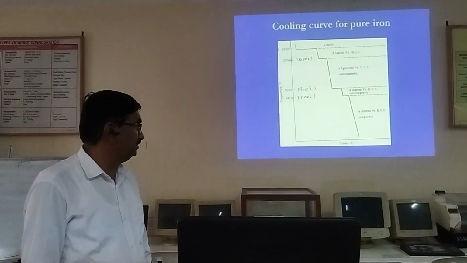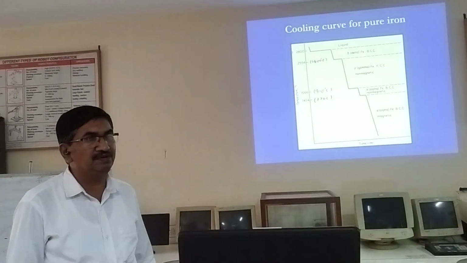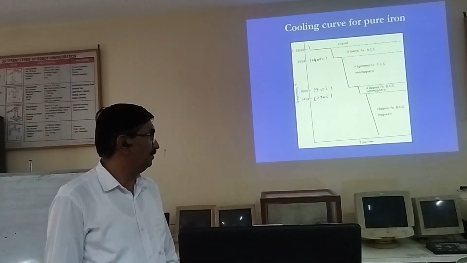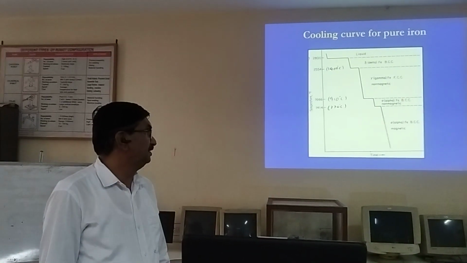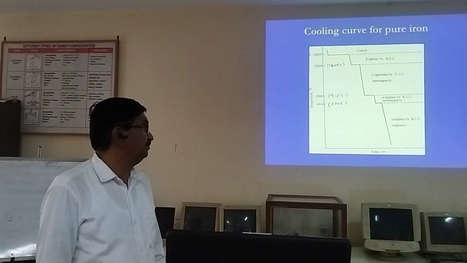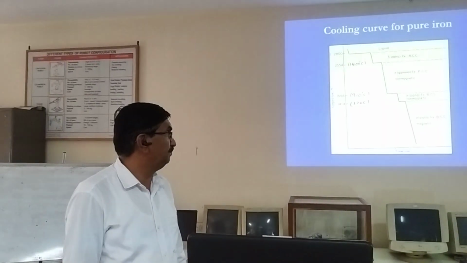First there is the alpha phase having the BCC structure. After that, there is a conversion of the phase from the BCC structure to the FCC, that is the gamma iron, and then we get the austenite phase conversion and then the delta phase conversion.